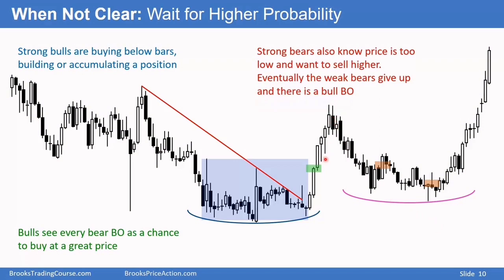The bears know this is the dominant feature of the chart, and the odds are the market's going higher. They'll sell as long as they can make money, but they know the price is too low. Eventually, they're selling, making money, they're selling, and then they give up. Once they see a pair of big bull bars like this, the odds are we've begun a swing up.